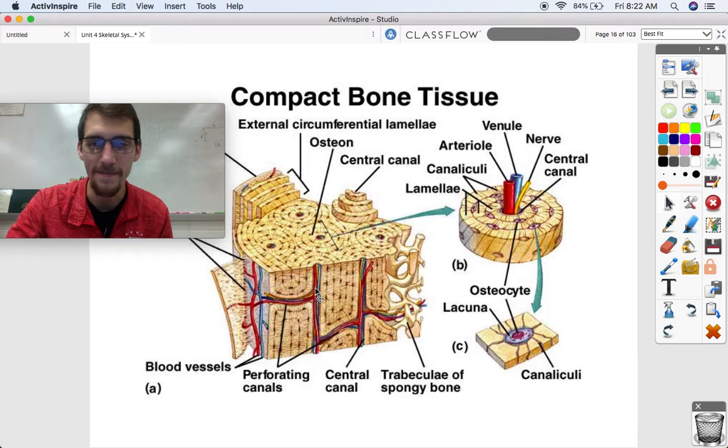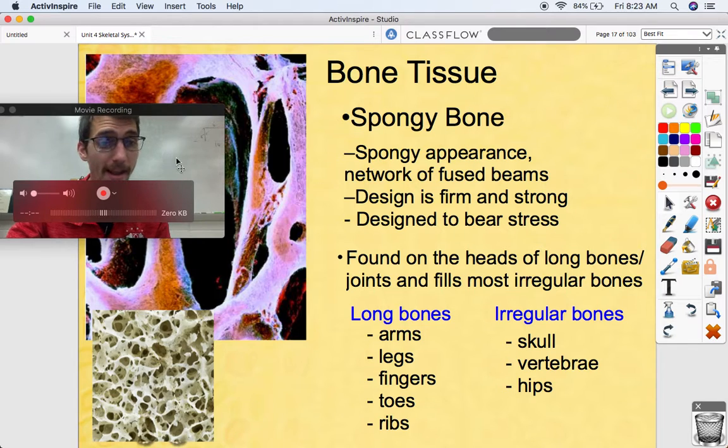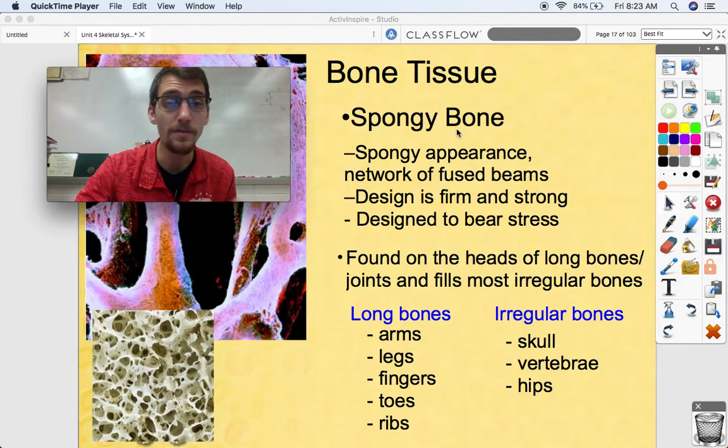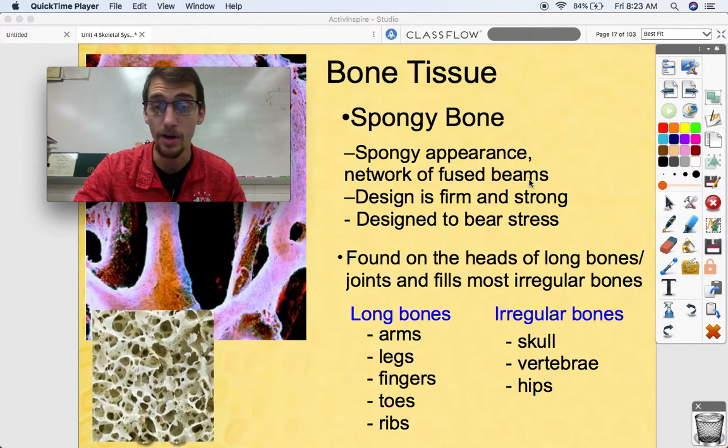Bone is highly vascular, meaning that it's got a great connection to blood vessels. It's got an excellent supply of nutrients and oxygen. It's got a great way to get rid of its waste through these blood vessels. That's part of the reason why it heals so fast too. You break a bone, you put on a cast, it's going to heal a few months later, simply because it has such a great connection to the cardiovascular system.